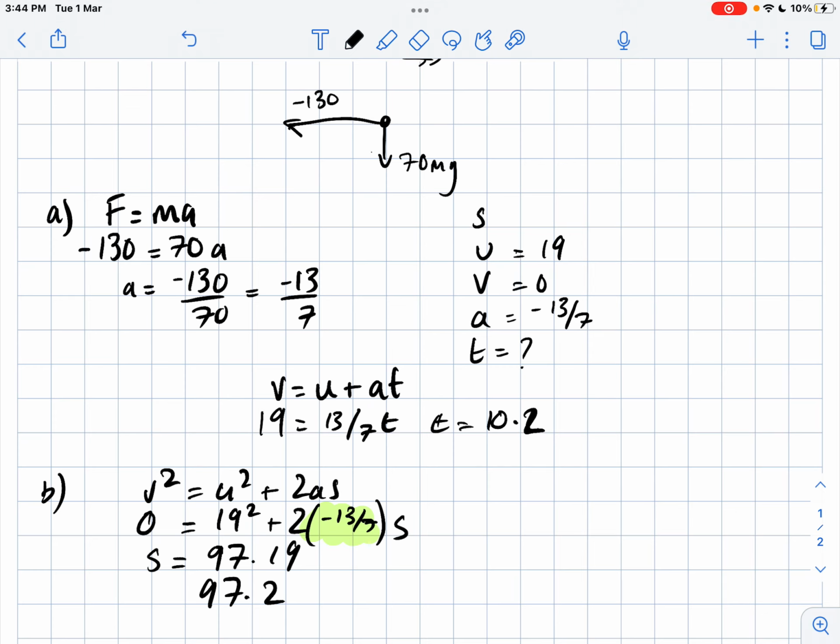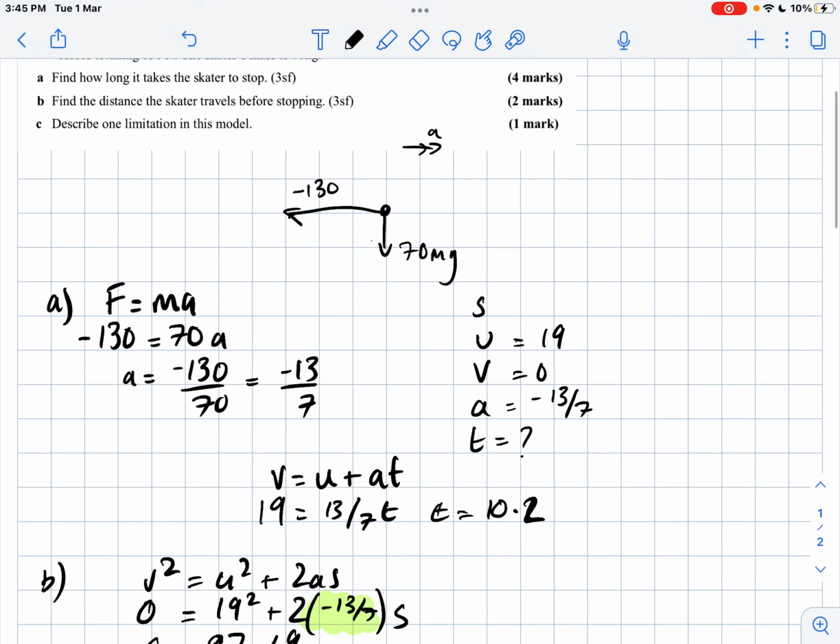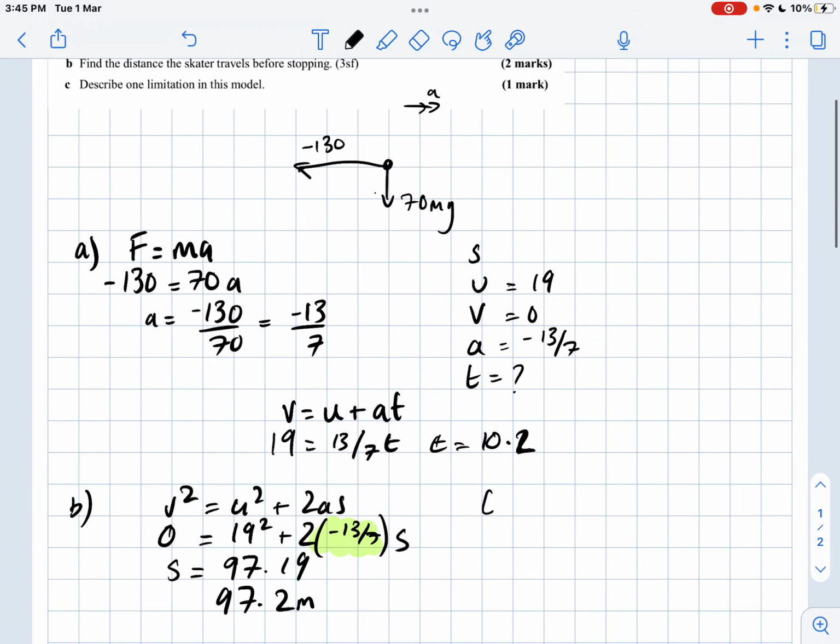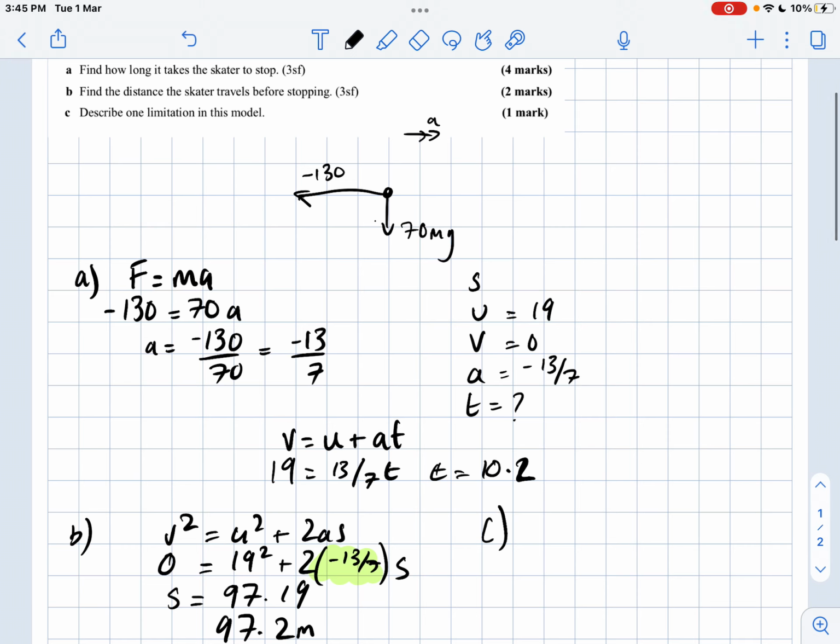Now, a lot of students in this question did not use an accurate value of a in order to work out their final answers, and lost some marks because they introduced rounding errors.